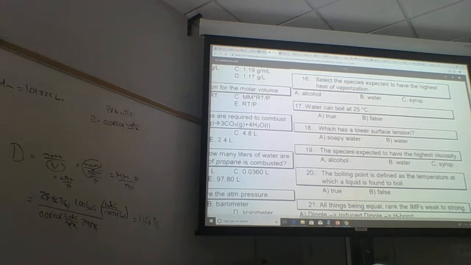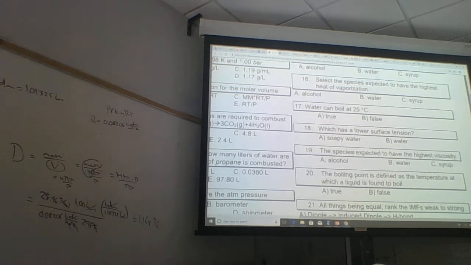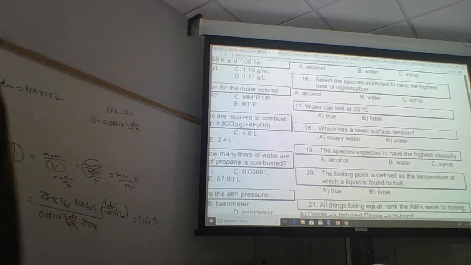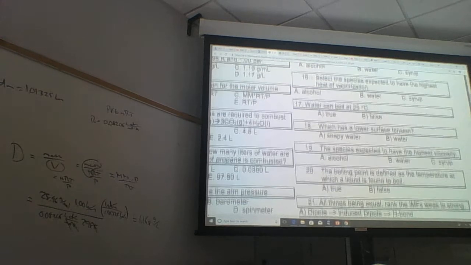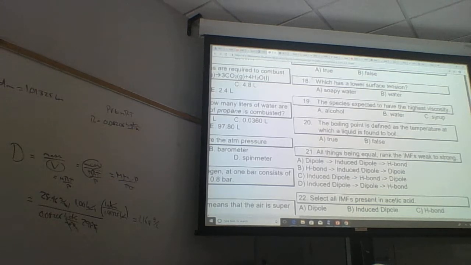Which has a lower surface tension, soapy water or water? Soapy water. Which species is expected to have the highest viscosity? Syrup.